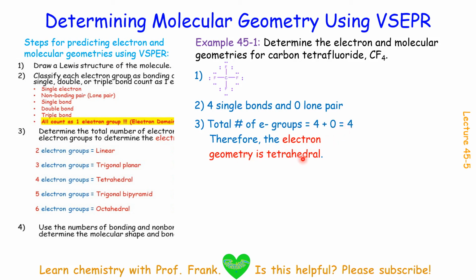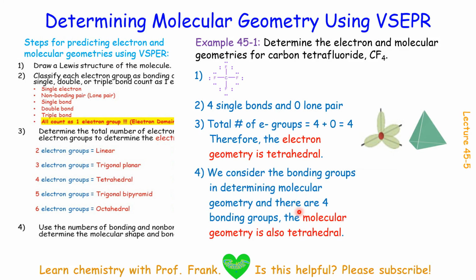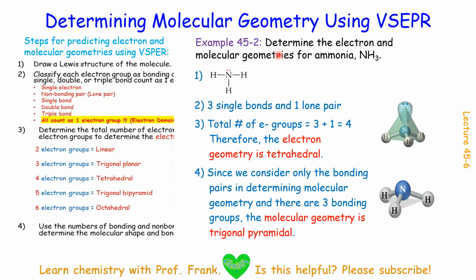Therefore, the electron geometry is tetrahedral. Since we consider the bonding groups when determining molecular geometry, and there are 4 bonding groups and no lone pairs, the molecular geometry is the same as the electron geometry. In this case, it is tetrahedral.